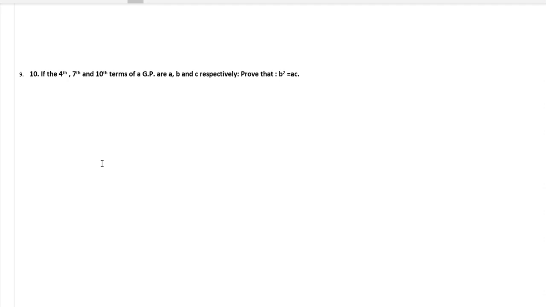Fourth, seventh, and 10th terms of a GP are a, b, and c respectively. Prove that b square is equal to ac. So fourth term of a GP is a. Okay. So here there is one issue that first term cannot be taken as small a because that has already been used over here. That letter. So let the first term of GP be capital A.